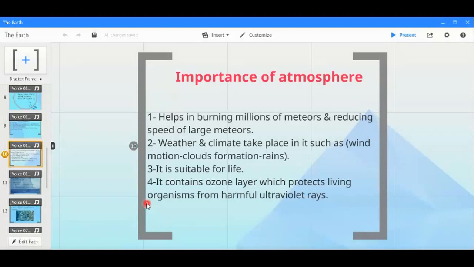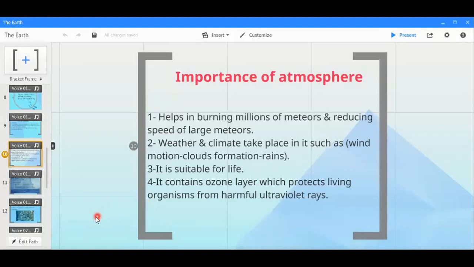Imagine that there is no atmosphere. Does the temperature of the Earth stay as it is without any change? No, of course not, because the sun will be exposed to you directly. So you are going to feel that the temperature becomes very hot, more than the normal temperature. That's why the atmosphere adjusts the temperature of the Earth.